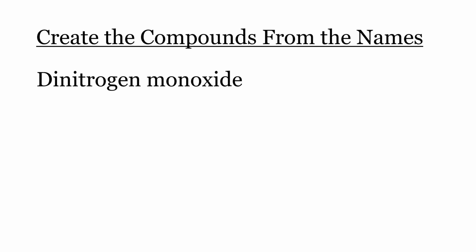So in this first one, we have dinitrogen monoxide. So our di will mean 2. We have nitrogen being our N, nitrogen. Now, monoxide. Our mono means 1. And then the oxide will be oxygen. So I have 2 nitrogens and 1 oxygen.